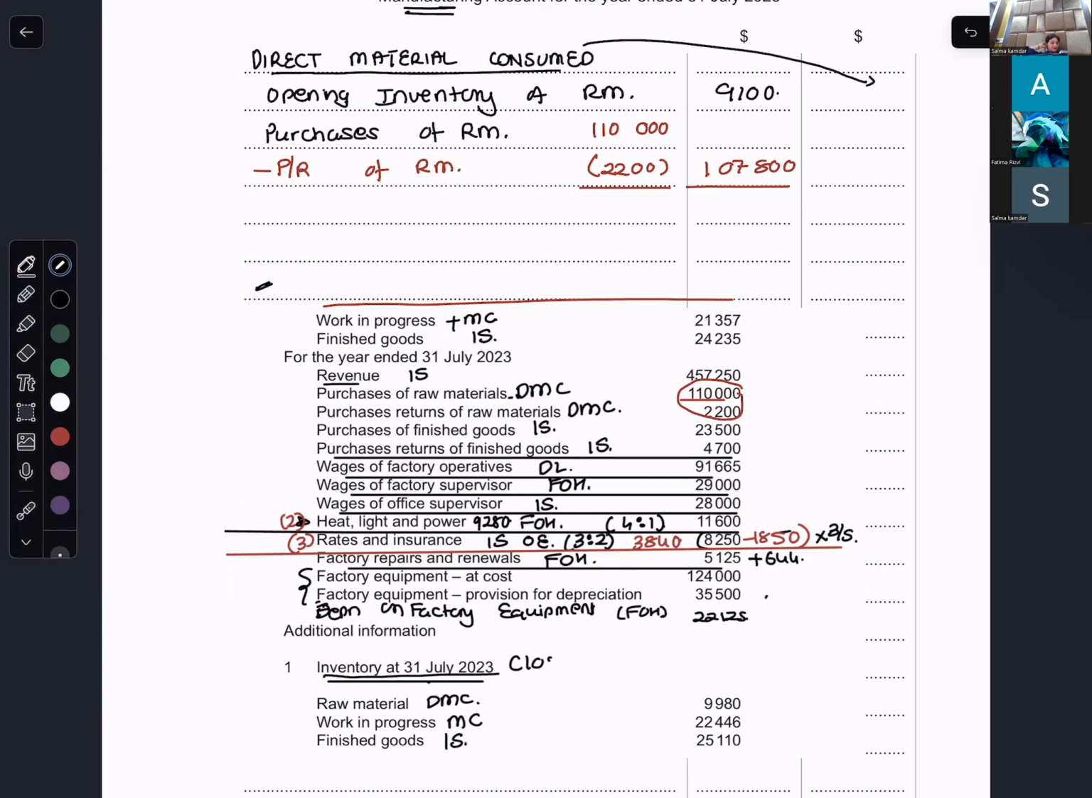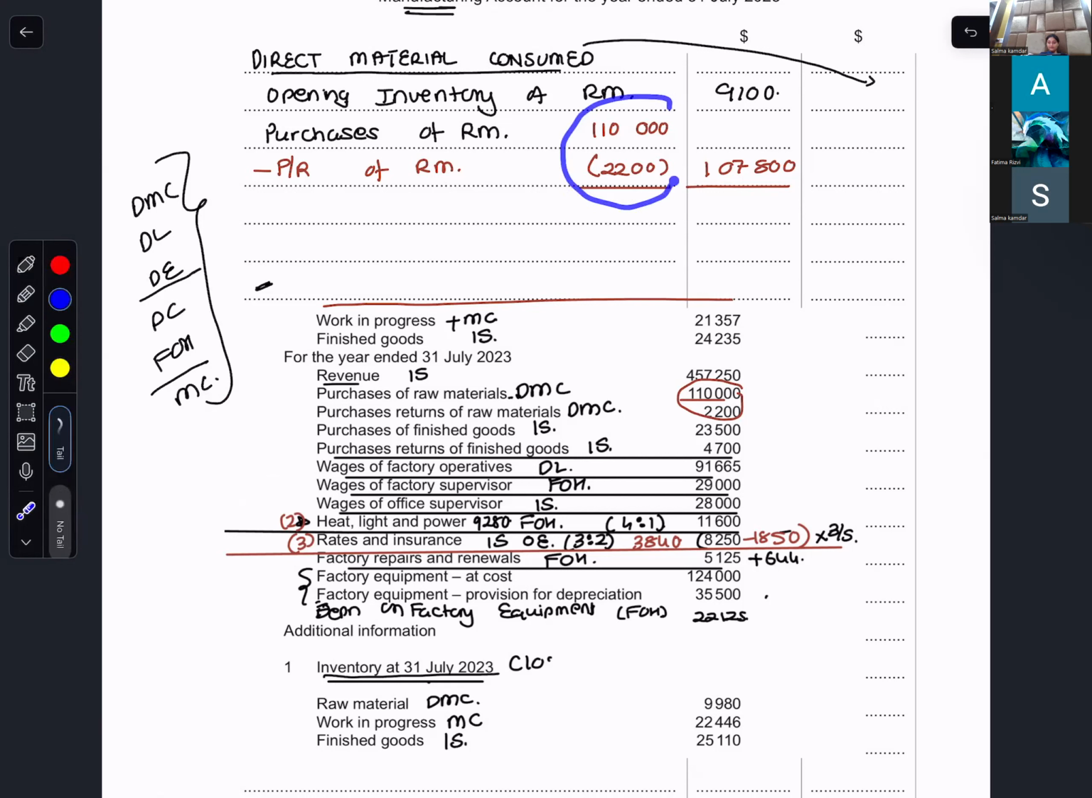Yeah, so I want only the direct material consumed, direct labor, direct expenses, prime cost, factory overheads, manufacturing cost. I want only these things outside. So I write everything inside the DMC in the first column. Only adjustments related to purchase I have done over here. Rest I'm doing here. Okay.